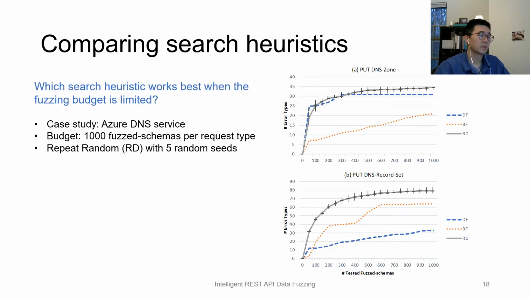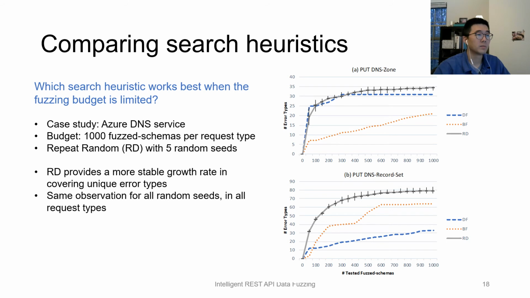And on the other hand, as I mentioned before, we have only limited budget, so we need to prioritize different fuzz schemas. And to understand how different search heuristics work, we compare them by seeing how they perform when the fuzzing budget increases. So we run both the depth first, breadth first, and also random. And for random, we run it under 5 different random seeds to see how it performs. And our observation is that random actually provides a more stable growth in covering unique error types when the budget increases. So this is definitely more preferable in practical fuzzing.